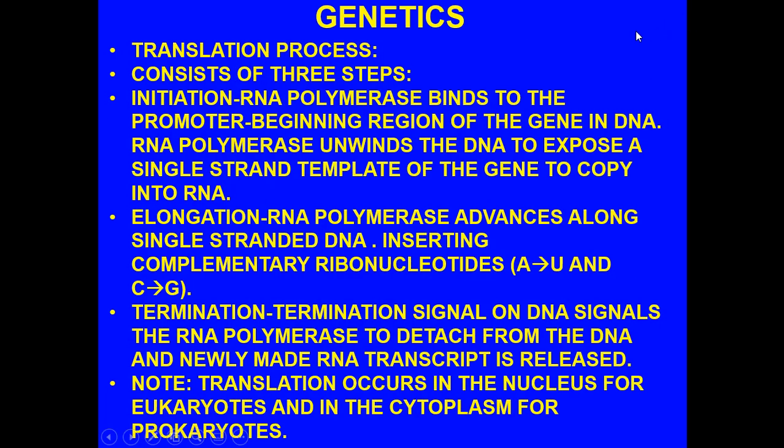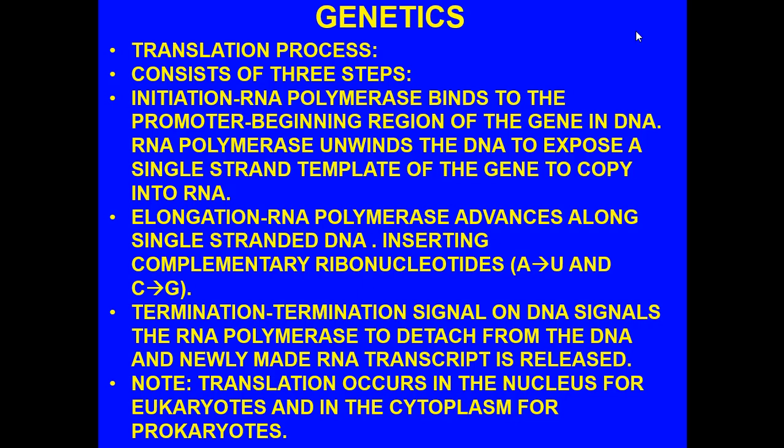The process consists of 3 steps. Initiation, that's where the RNA polymerase binds to the promoter, beginning the region of the DNA, the gene in the DNA. The RNA polymerase unwinds the DNA to expose a single-strand template of the gene to copy into the RNA.